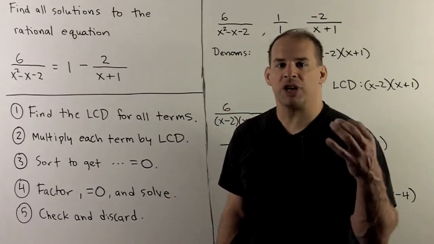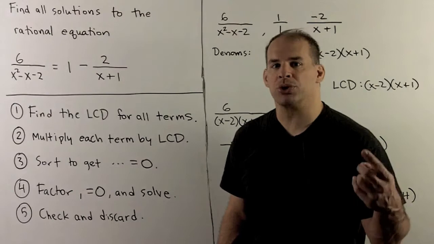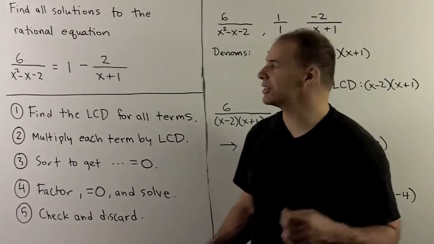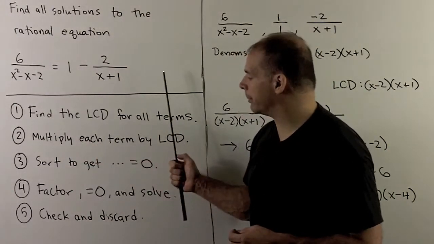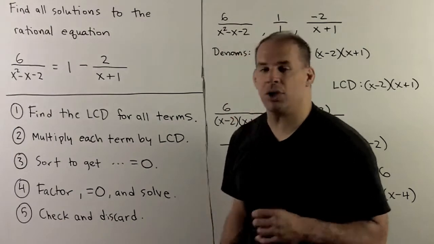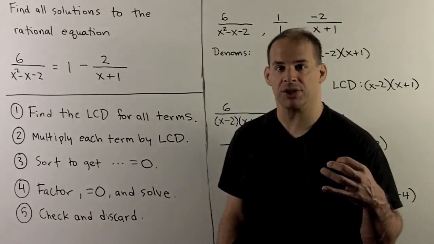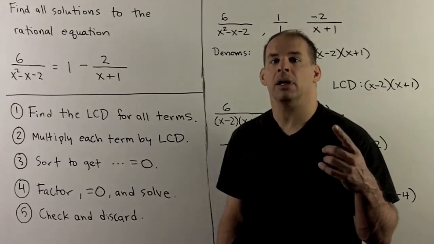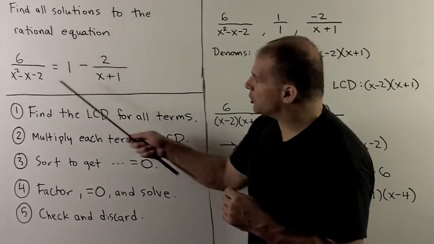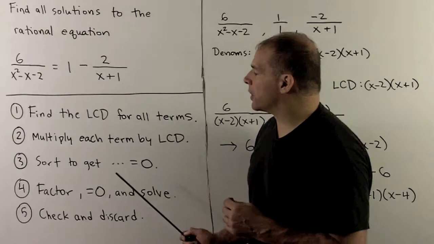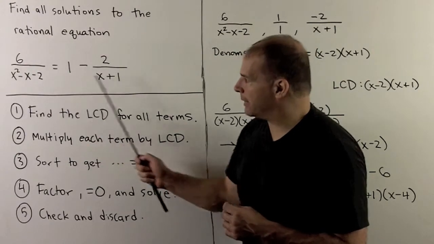In this case, we have to check every answer because we may introduce solutions that are not solutions to the original problem. So the last step is we go through each solution and discard the ones that give us nonsense. Now, let's look at our specific problem. Our first step is to find the least common denominator.